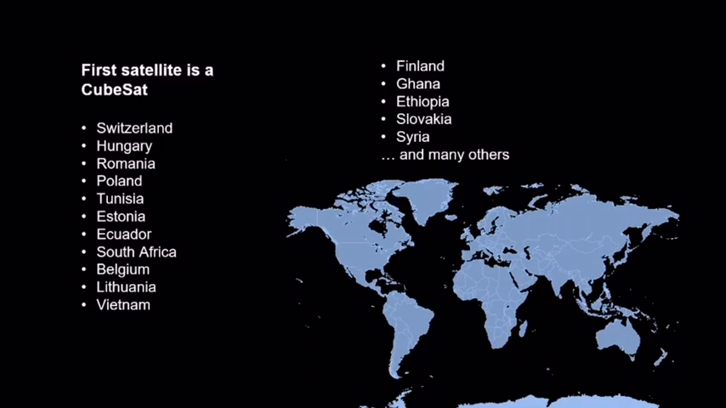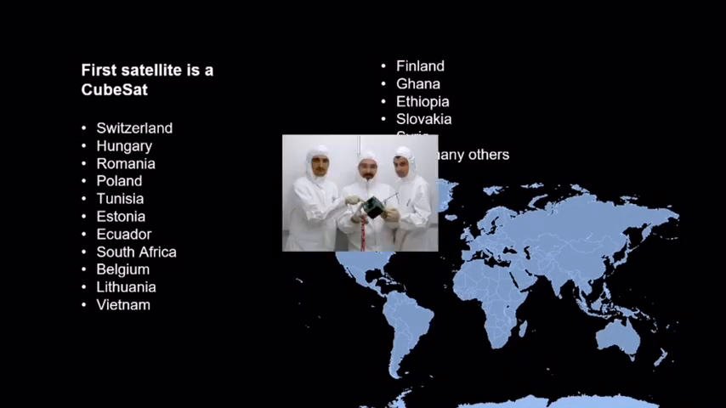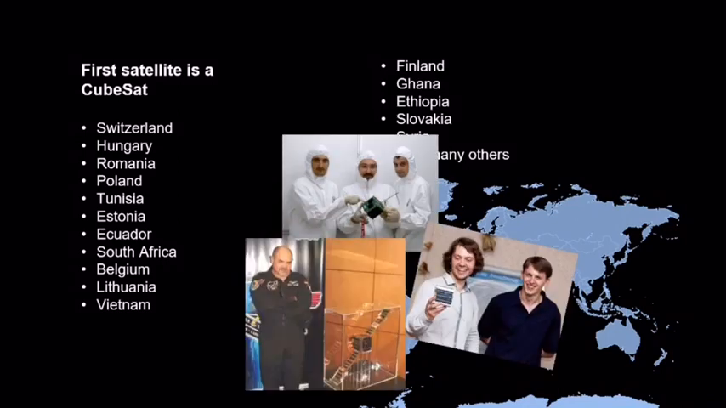So this is the list of the countries that have launched their first satellite as a CubeSat. Even Switzerland, Finland, Estonia, South Africa, and of course the list is much bigger. I could list only a few countries here. These are the countries whose first satellite was a CubeSat. Some photographs you can see.